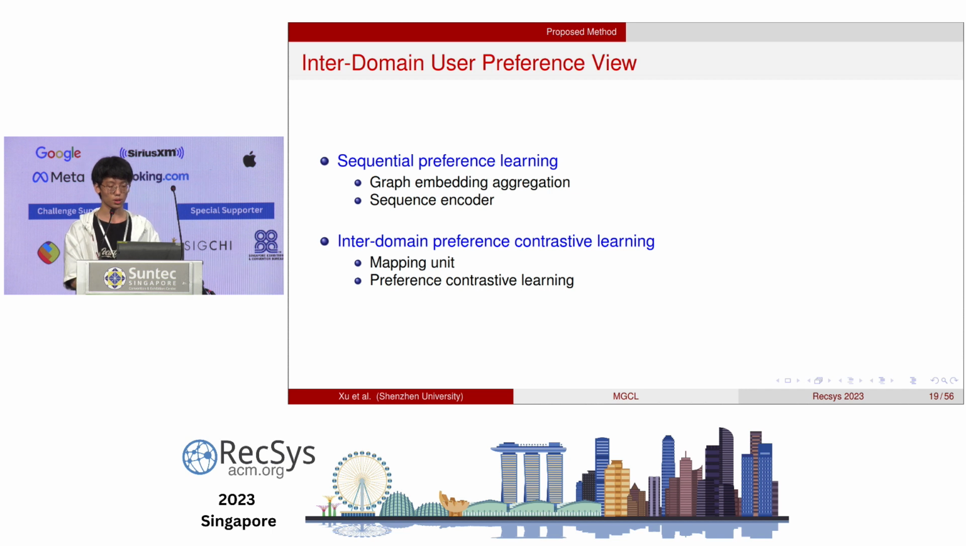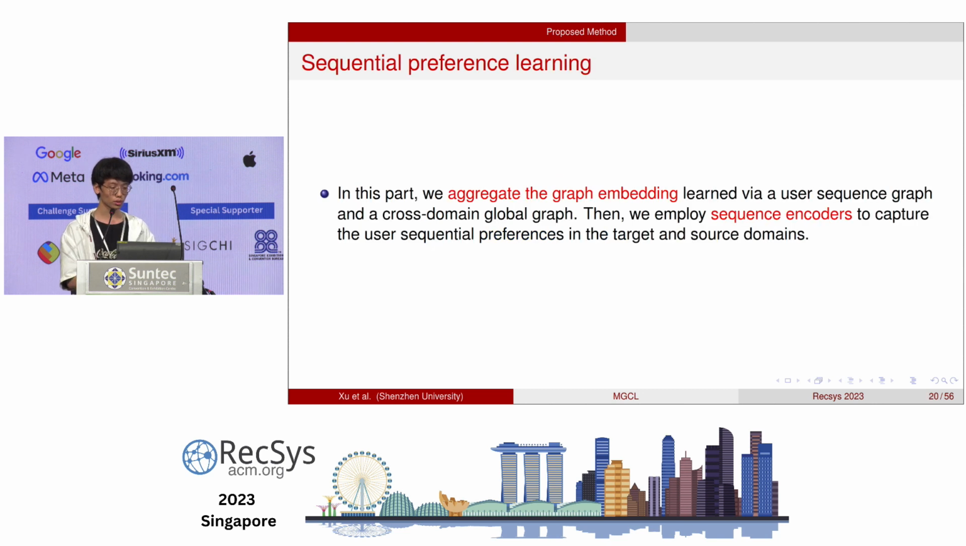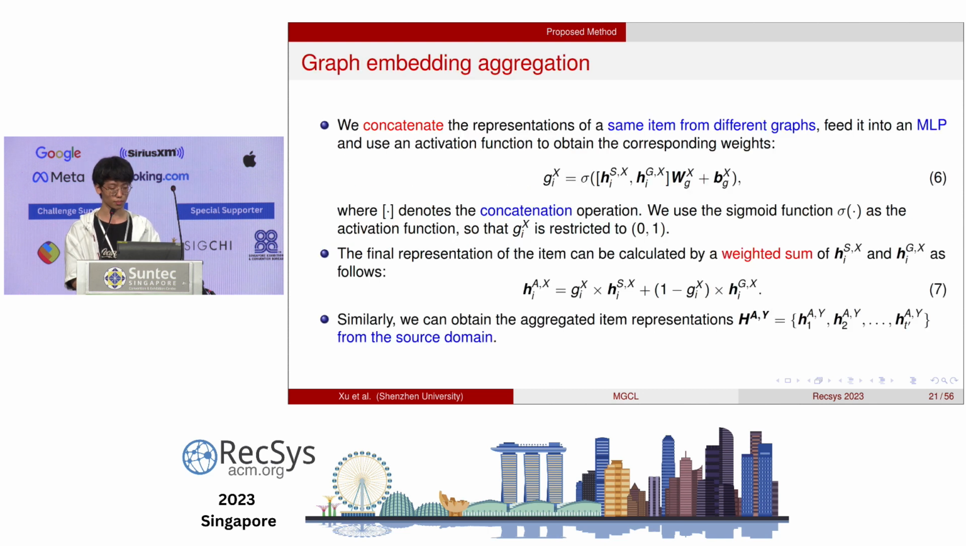Next, we introduce the inter-domain user preference view in detail in the following two sections. In the sequential preference learning, we aggregate the graph embeddings and import a sequence encoder to capture the user preference in different domains. We concatenate the representations of the same item from different graphs, feed them into an MLP, and the final representation of the item can be calculated by a weighted sum.